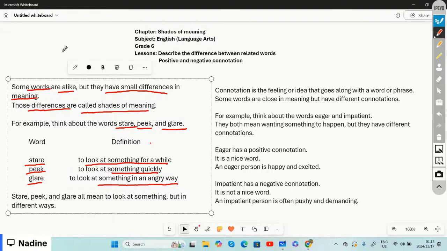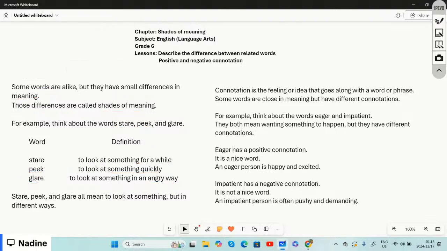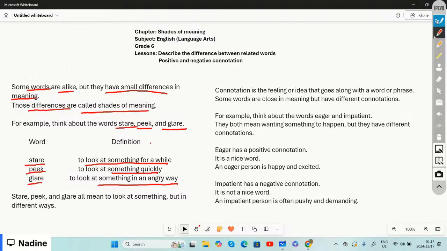So once again, if we look at these words, all three of these words are alike, but they have slight differences, whether it is a negative or positive meaning of the word. And all three of the words, which are stare, peek, and glare, mean to look at something, but to look at something in different ways.